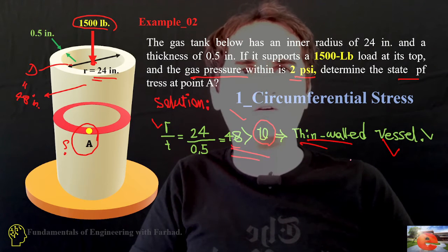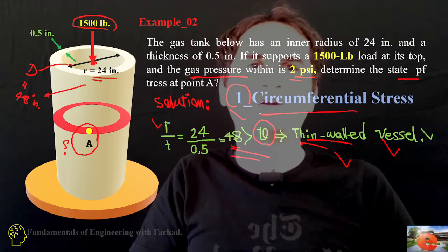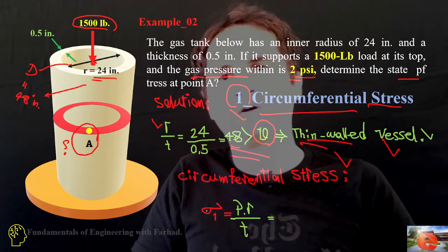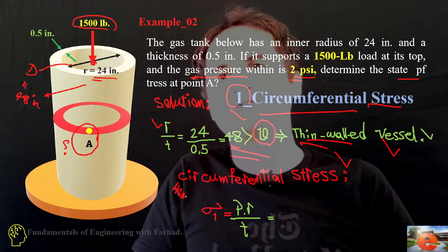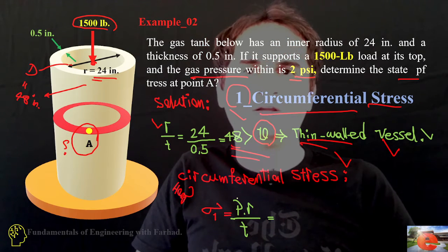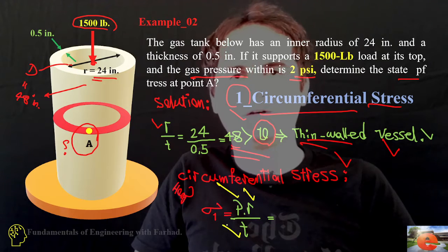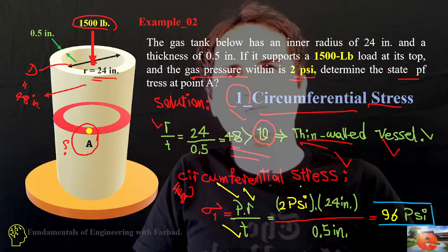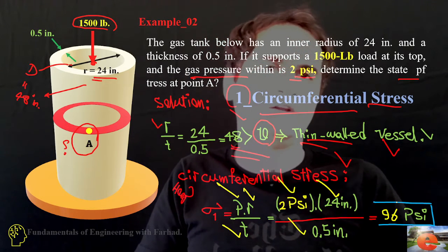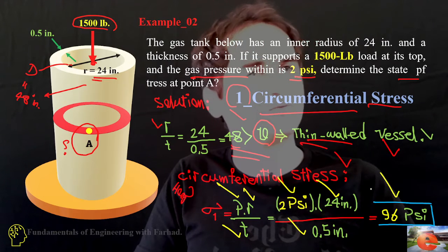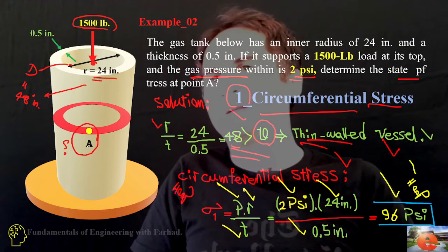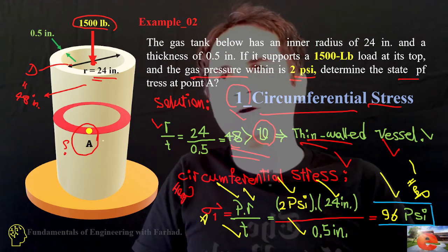As soon as we have our first check, let's go for the circumferential stress at point A. The equation for that is sigma 1, the circumferential or hoop stress. If you remember from the previous part, that's the internal pressure times radius over the thickness of the plate. If you replace the numeric values from the problem statement, 2 psi times 24 inches over 0.5 inch, it gives us 96 pounds per square inch for our hoop or circumferential stress at point A. So that's sigma at point A.